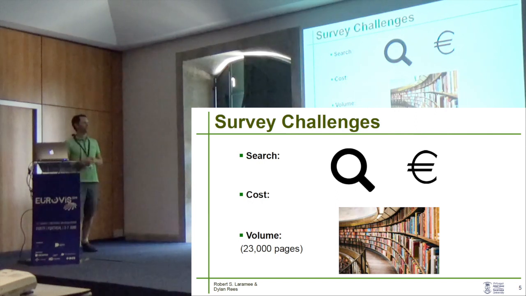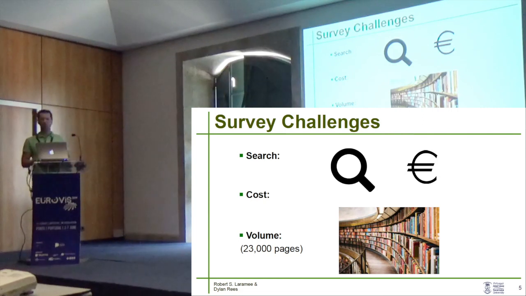Some of the challenges associated with this kind of survey: the search methodology is not necessarily the standard search methodology you would use for a standard survey paper that includes research papers. The cost is a factor, so we spent some money on this, and the volume is a factor. There are more than 23,000 pages represented. So that's a nice contribution right there, just something to help manage that massive volume of the literature in terms of the books.